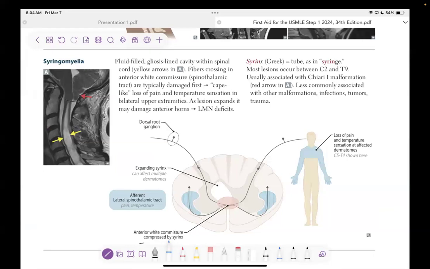So what is syringomyelia? Syringomyelia means that there is a fluid-filled glious-like cavity within the spinal cord. The way I used to remember it is that we use syringes for injection, right? Whenever we push up and pull out the syringe, there is a lot of space inside the syringe. So I used to remember that a syringe inside the spinal cord means a space which is filled with fluid inside the spinal cord.